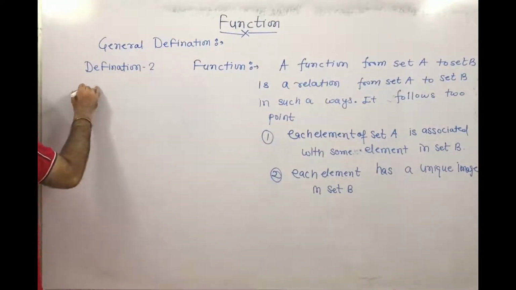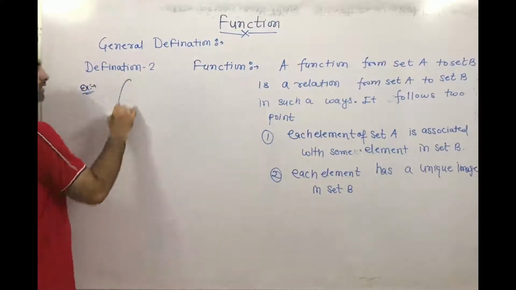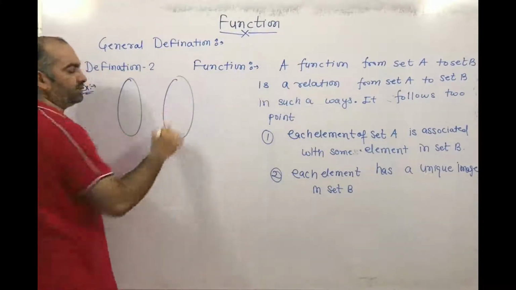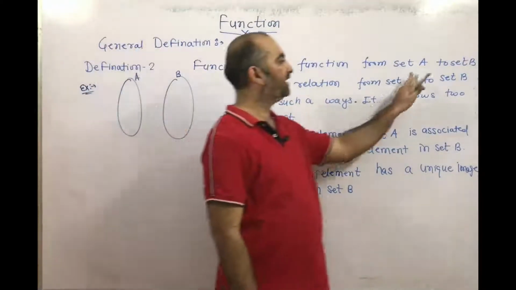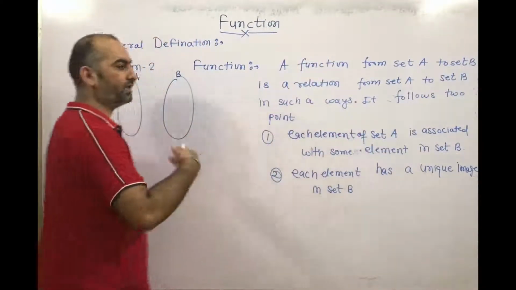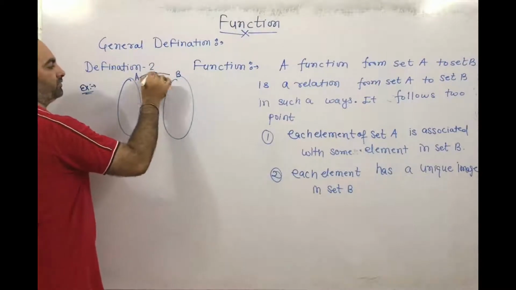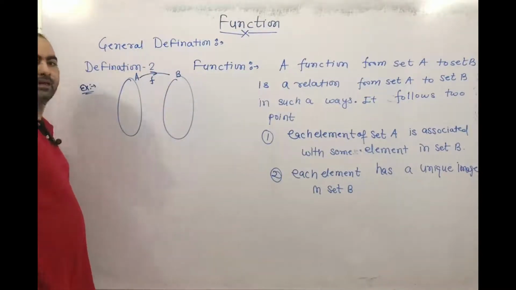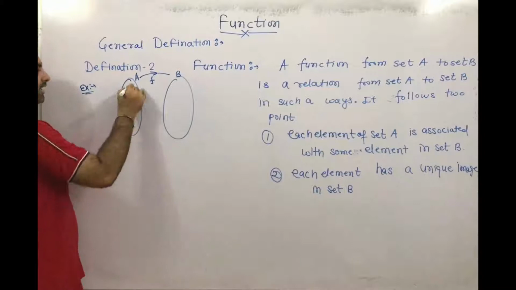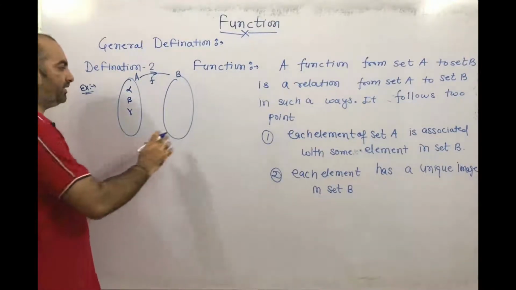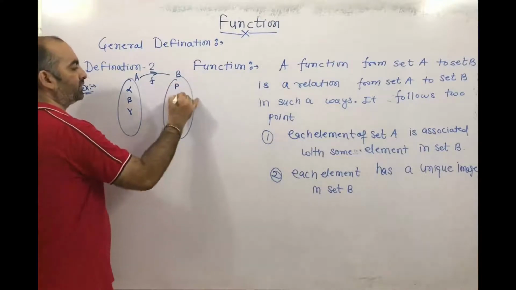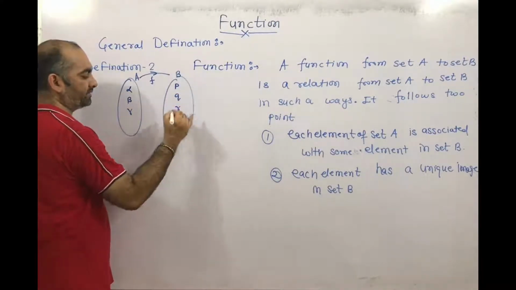So the example is, this is set A and this is set B. A function from set A to set B, so the arrow will go towards B, A to B. So this is function f. Here we have some elements, alpha, beta, gamma, and here we have some elements P, Q, R, S.